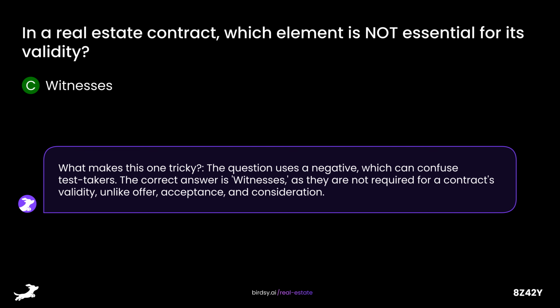What makes this one tricky? The question uses a negative, which can confuse test takers. The correct answer is witnesses, as they are not required for a contract's validity, unlike offer, acceptance, and consideration.